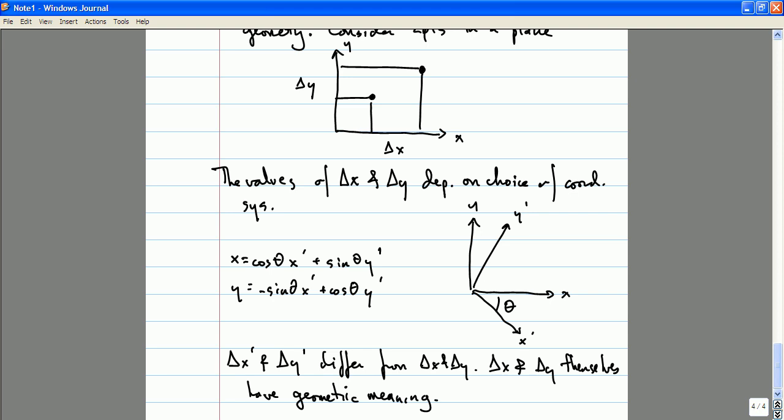By the way, is this expression x is cosine theta x prime plus sine theta y prime familiar to you? Raise your hand if it's familiar. Good.